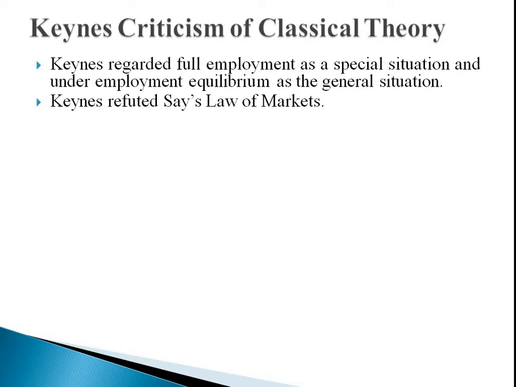Secondly, Keynes refuted Say's law of markets, which says that supply creates its own demand. He said that it is true that the incomes earned by the various factors of production are equal to the value of the output produced by them, but this does not necessarily mean that the factors of production will spend their entire income on goods and services. He talked about an important concept known as the marginal propensity to consume, or MPC, which measures the proportion of increased income spent on consumption.